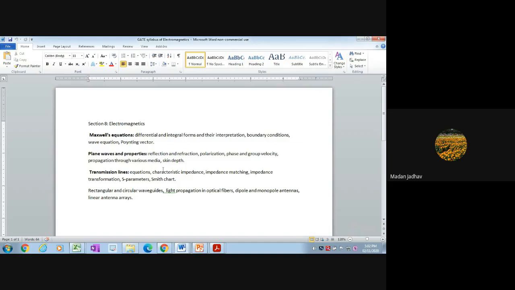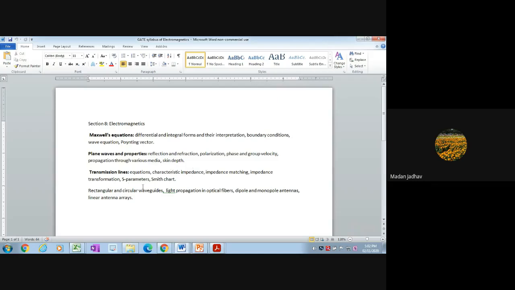Next point is plane waves and properties: reflection, refraction, polarization, phase and group velocity, propagation of wave through different media, and what is the skin depth.